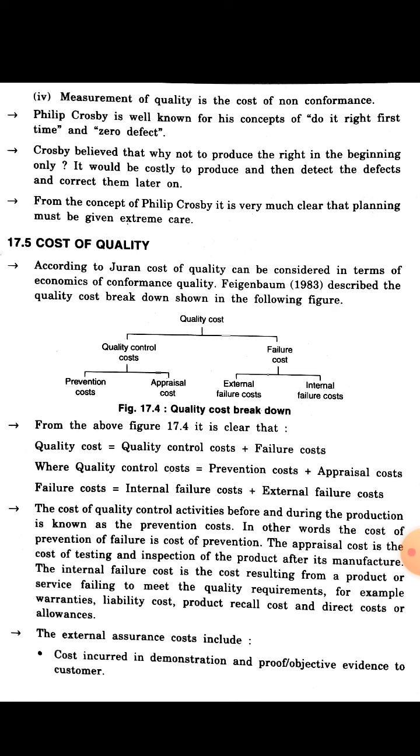Philip Crosby is well known for his concept of do it right the first time and zero defects. Crosby held that it is better to produce it right in the beginning, because it would be costly to produce a defective product and correct it later. From the concept of Philip Crosby, it is very clear that planning must be given extreme care. Now in the next lecture we will discuss the cost of quality. We stop the lecture here. Thank you.